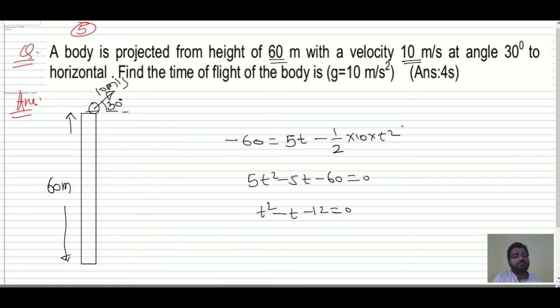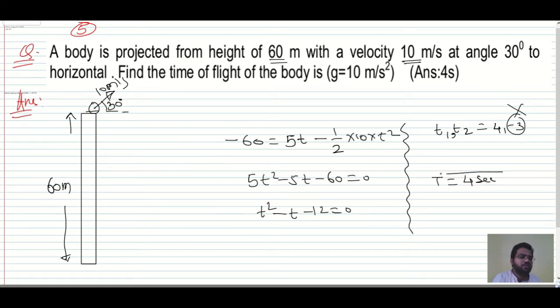So what is the time which we have now? What are the roots? Minus 4 and plus 3, no? So you will get t1, t2 is equal to 4, minus 3. Minus 3 time is not possible, so 4 is the answer over here. So the total time of flight is 4 seconds.